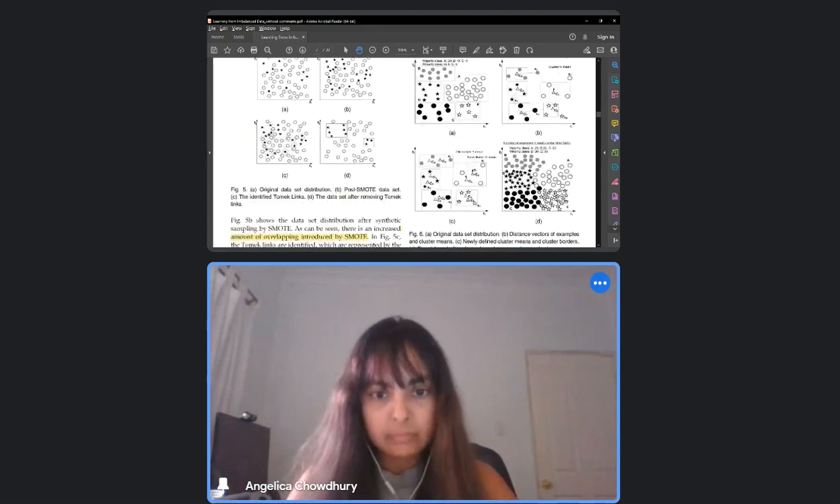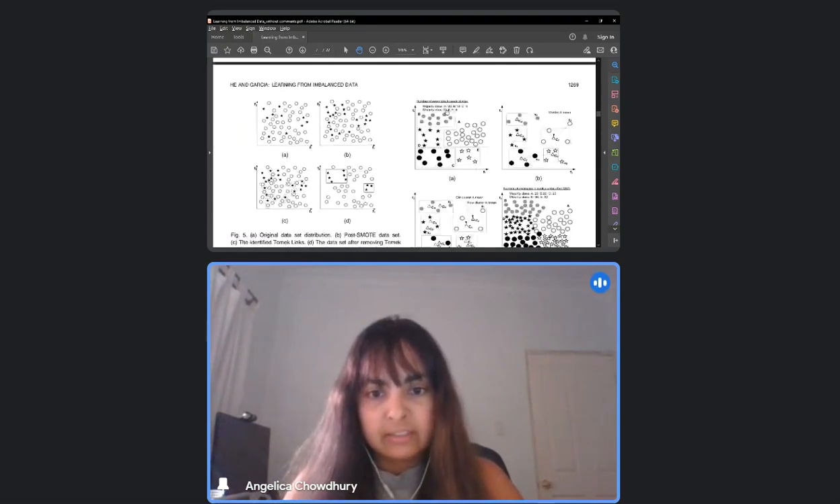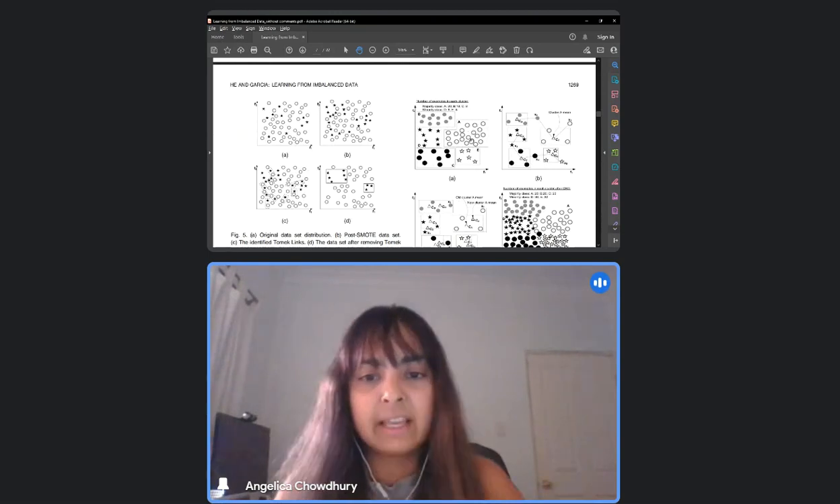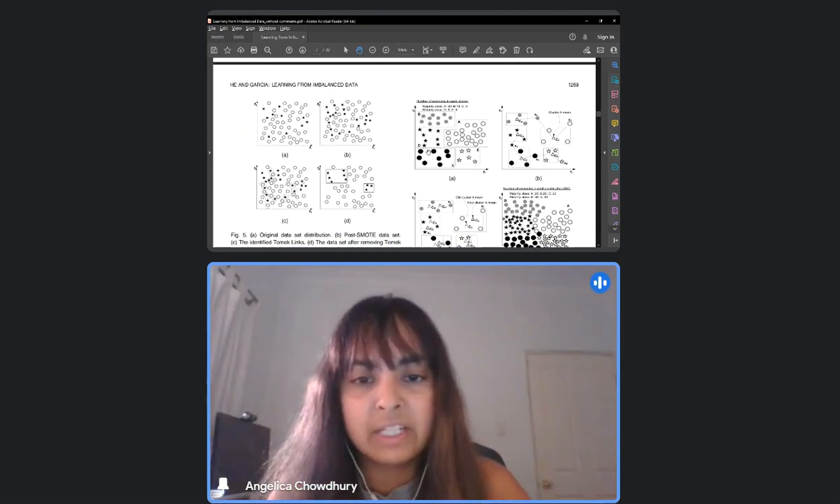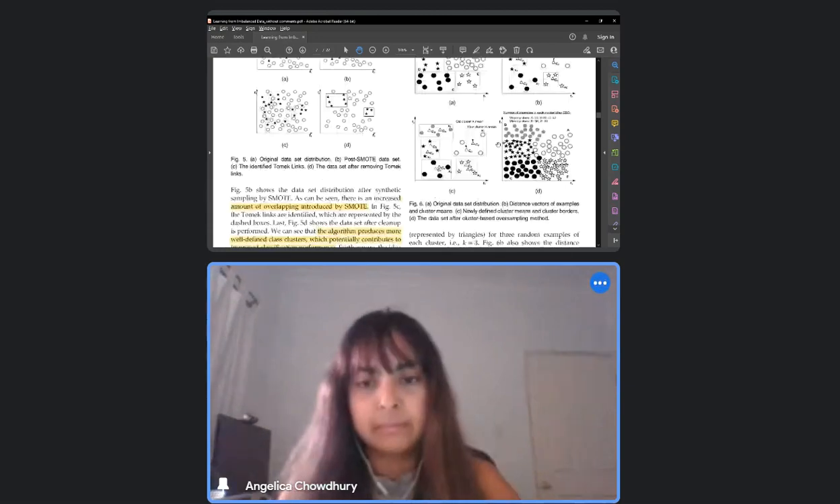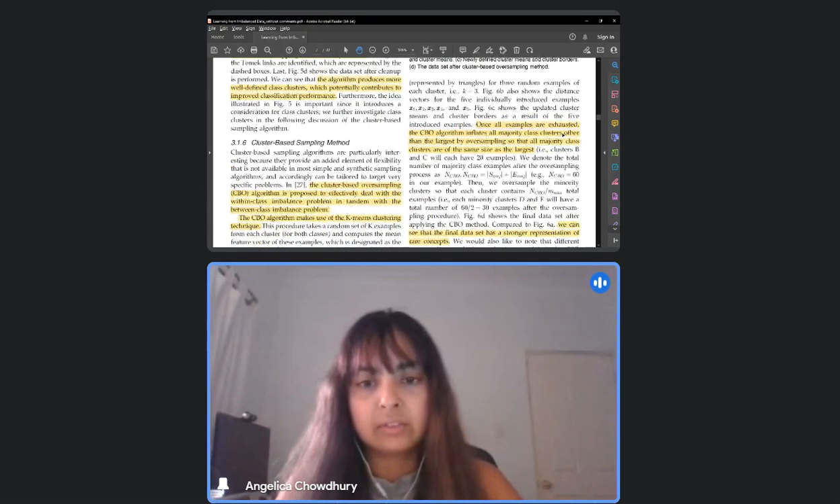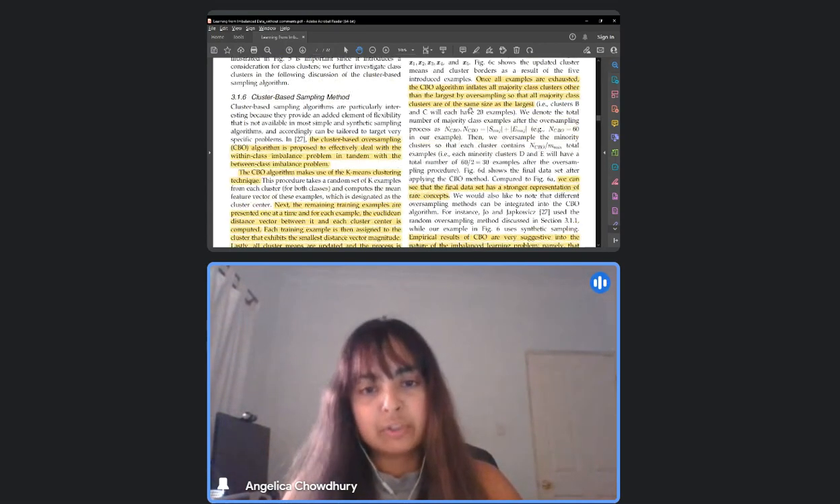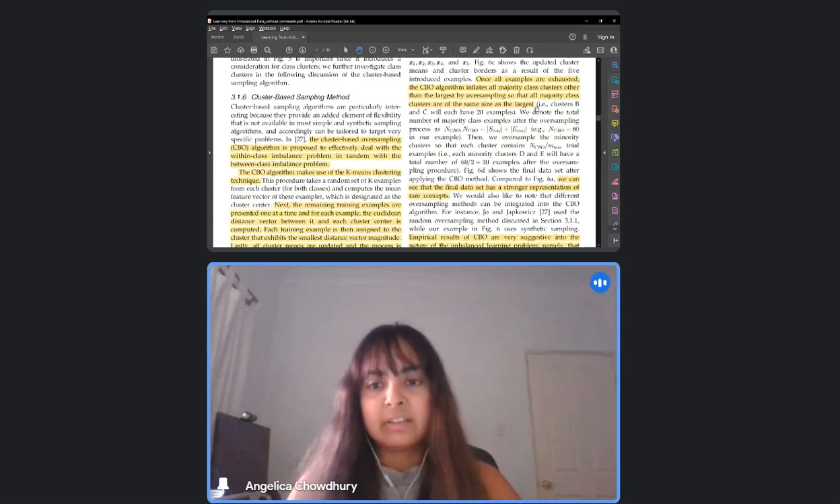Once this procedure happens, these three clusters are all majority class example clusters. The largest cluster among them is A. So B and D would oversample until they reach the same number as A. That's essentially what it's saying here: all the majority class clusters end up the same size as the largest.